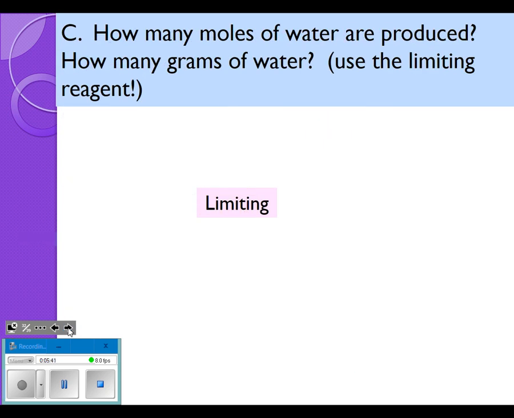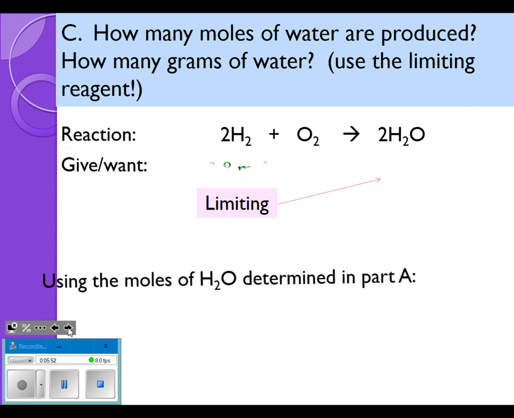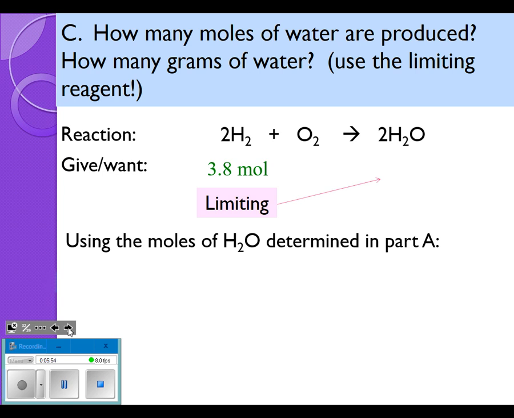Now, how many moles of water are produced though? I could actually ask you that. So originally, since hydrogen was our limiting reagent, then we have to start with the 3.8 moles. And we said that in part A, when we did 3.8 moles, that it made 3.8 moles of water. Everybody remember that from part A that we just did? Now I want to see how many grams that is.